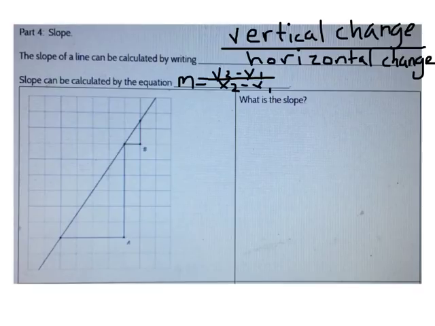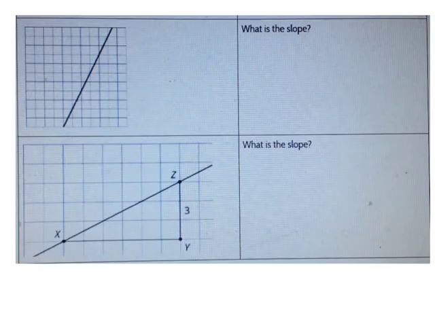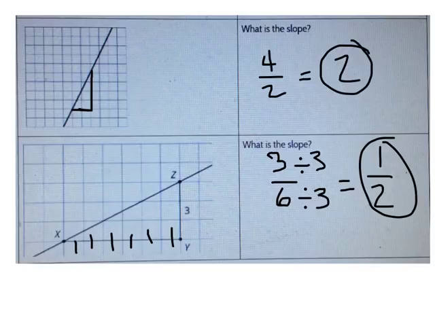So, let's look at a few examples. What is the slope of this line? The vertical change is 6. The horizontal change is 4. When I simplify, the slope of this line is 3/2. What is the slope of the next line? The slope of the next line is 2. 2 over 1, or 2. What is the slope of the next line? The slope of the next line is 1/2.